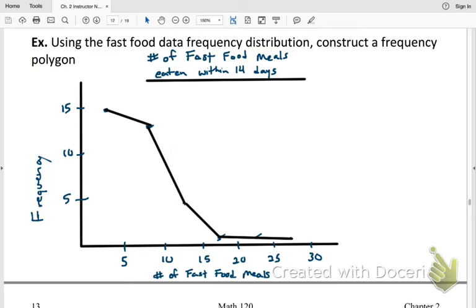But an appropriate title can go a long way to help us understand, because you can see if I don't put that title here, number of fast food meals is a true and appropriate label, but the within 14 days makes that make even more sense.